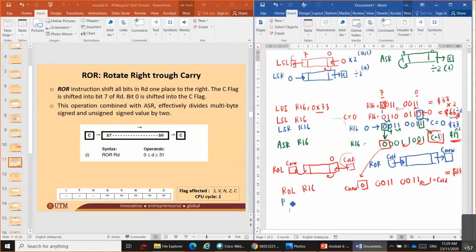Okay, so let's do an example here. R16. What is our C old? C old from the previous instruction is 0. So this 0 here will go to your bit 7, and then all of these bits will be shifted to the right by 1 bit. 0, 0, 1, and this becomes 1, 0, 0, 1. And what about this one here? This one will go to your C new. So C new equals 1.